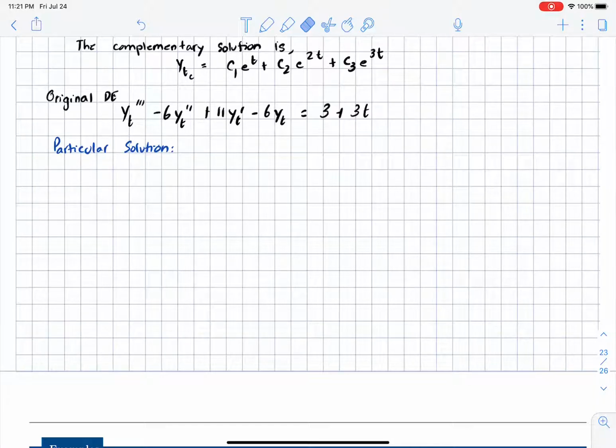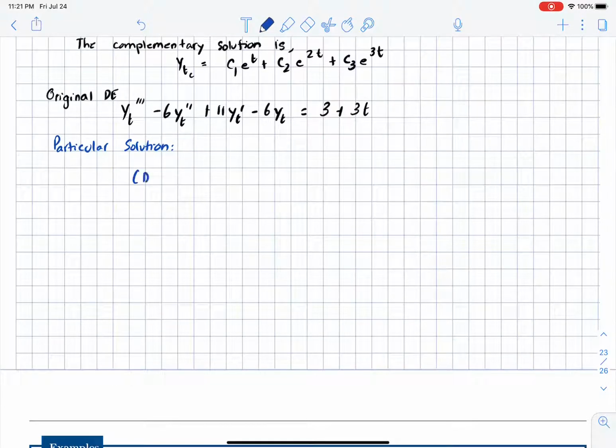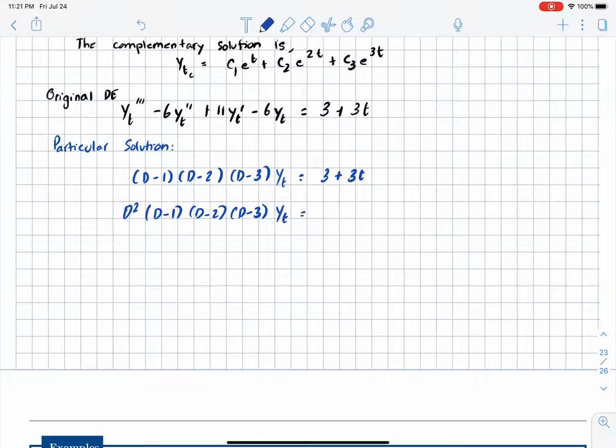So if I write this from the solution, the DE is simply (D minus 1)(D minus 2)(D minus 3) y(t) equals 3 plus 3t. I want to annihilate 3 plus 3t, and it would be annihilated by D squared. So D squared (D minus 1)(D minus 2)(D minus 3) y(t) equals D squared times (3 plus 3t), which is 0.